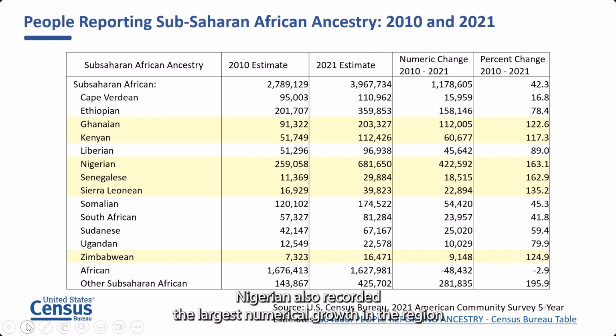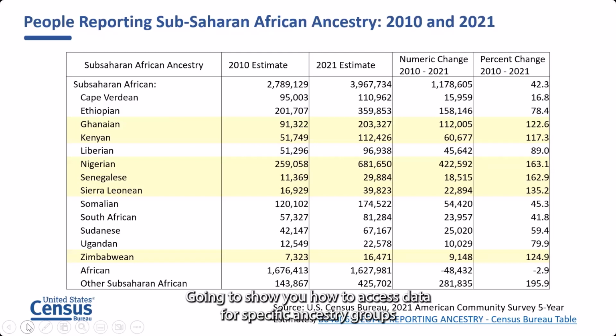Nigerian also recorded the largest numerical growth in the region during this 11-year period, growing numerically by over 422,000. And 2022 data showed continued growth in ancestry throughout the region. During the demonstration, Victoria is going to show you how to access data for specific ancestry groups for you to better understand where different communities reside.